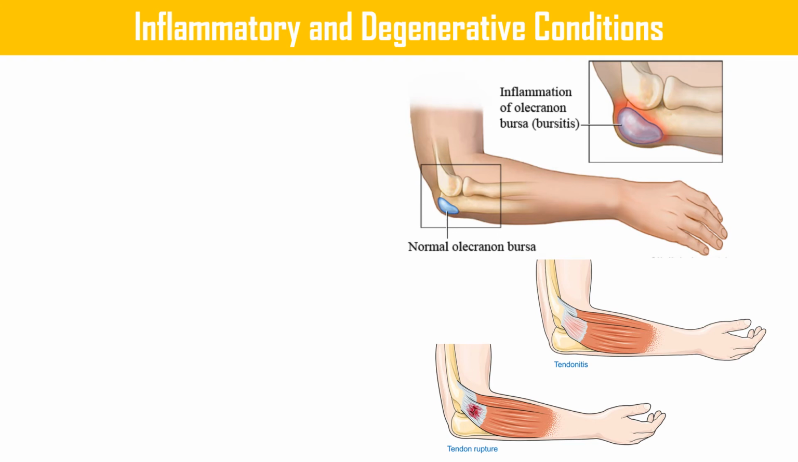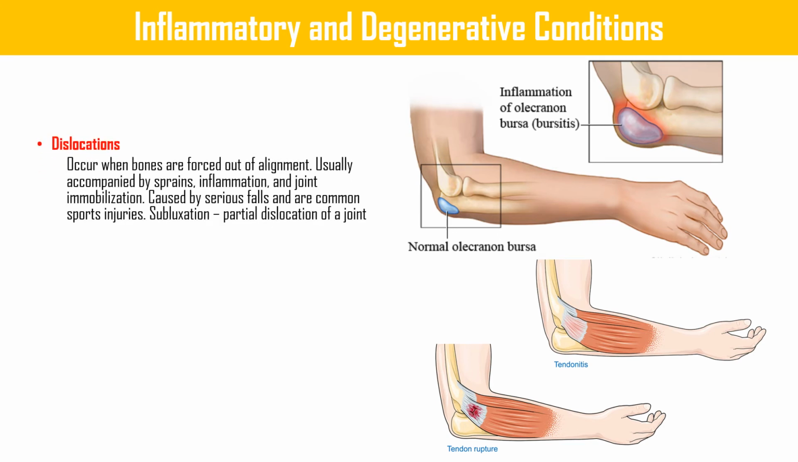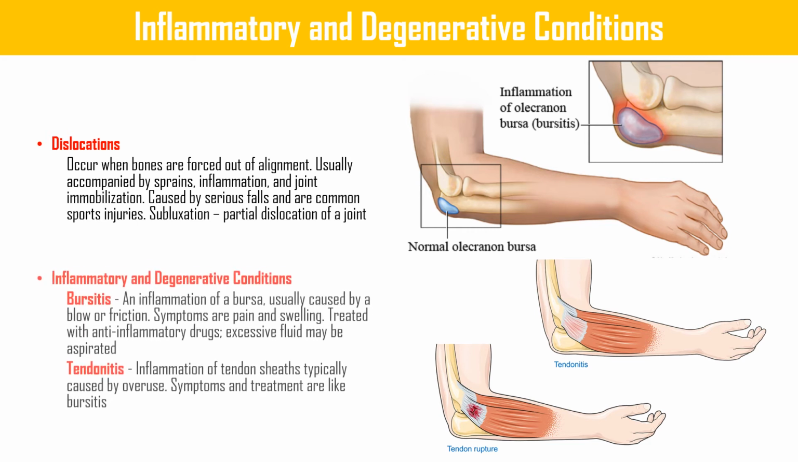Inflammatory and degenerative conditions. Dislocation occurs when bones are forced out of alignment, usually accompanied by sprain, inflammation, and joint immobilization. Caused by serious falls and are common sport injuries. Subluxation is the partial dislocation of a joint.